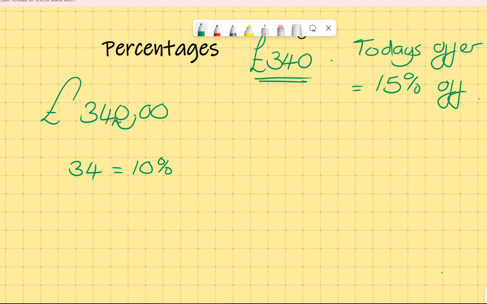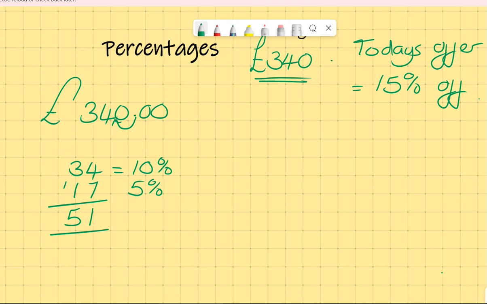And remember what I said, to find 5%, you could just half the 10, okay? So half of 10 is 5, and then half of 34 is 17, okay? Carry the 1, 5. So 15% of 340 is 51.